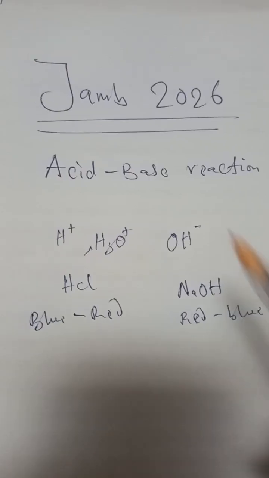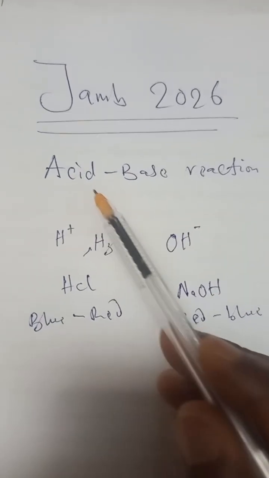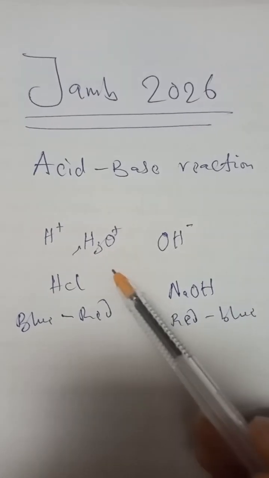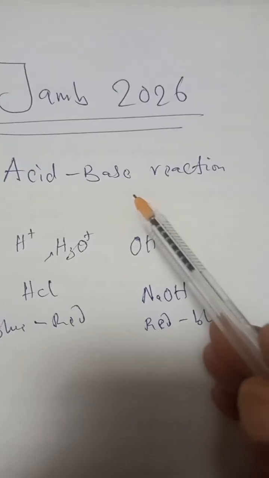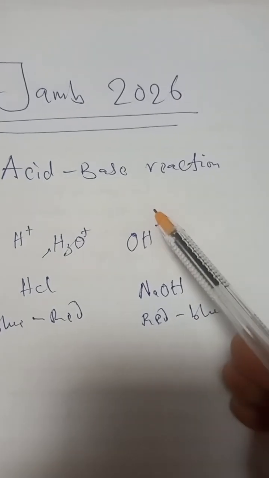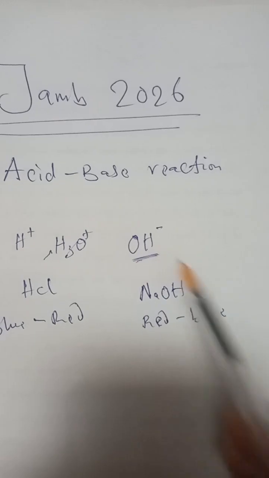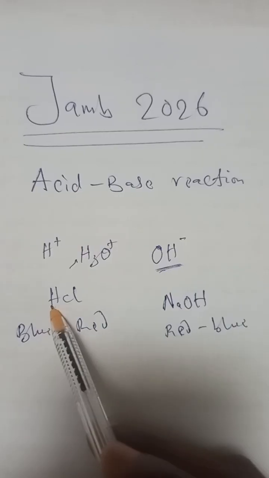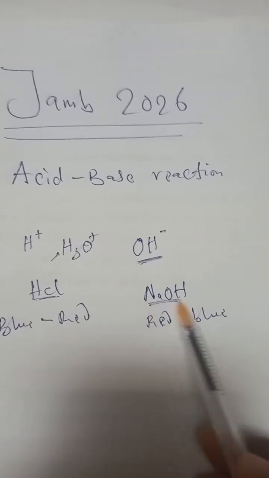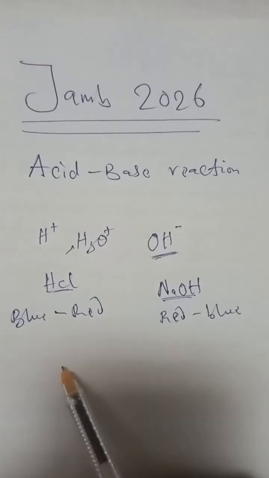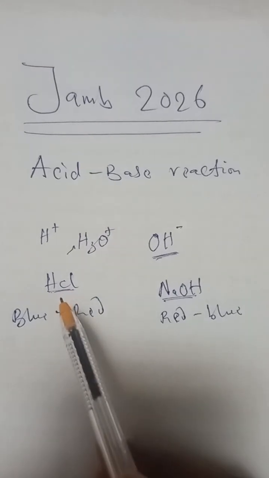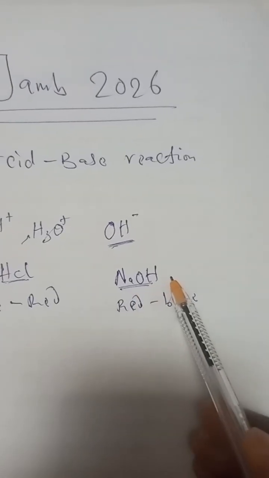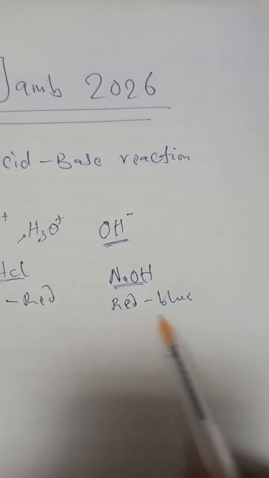I'll come again quickly. I said an acid is any substance that when dissolved in water, it produces hydrogen ion or hydronium ion as its only positive charge. A base is any substance that when dissolved in water, it produces hydroxyl ion as its negative charge. An example of an acid is HCl, and an example of a base is sodium hydroxide. An acid is sour in taste and turns blue litmus paper to red. Sodium hydroxide is bitter in taste, which is a base, and turns red litmus paper to blue.